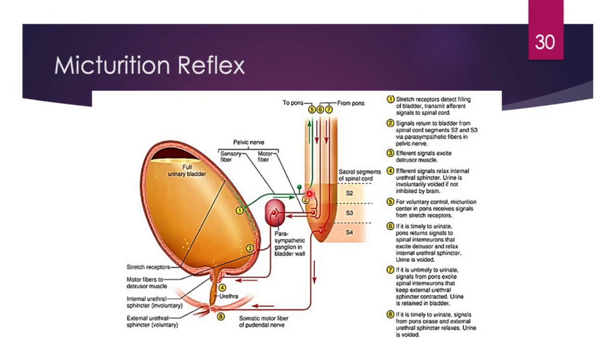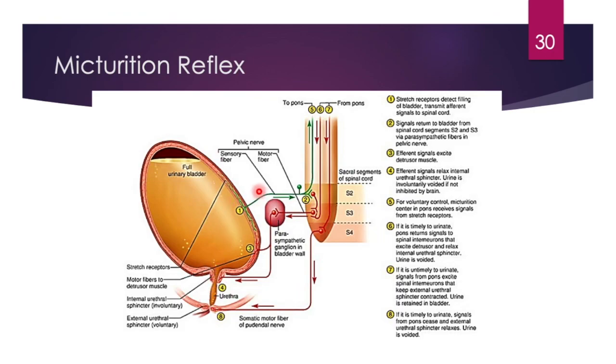Parasympathetic efferents will be sent to the detrusor muscle via motor fibers of the pelvic nerve. This efferent signal will excite the detrusor muscle and cause it to contract. The same efferent signal will also be sent to the internal urethral sphincter and cause this muscle to relax. If there is no voluntary control or inhibition signal by the brain, urine will be automatically voided.